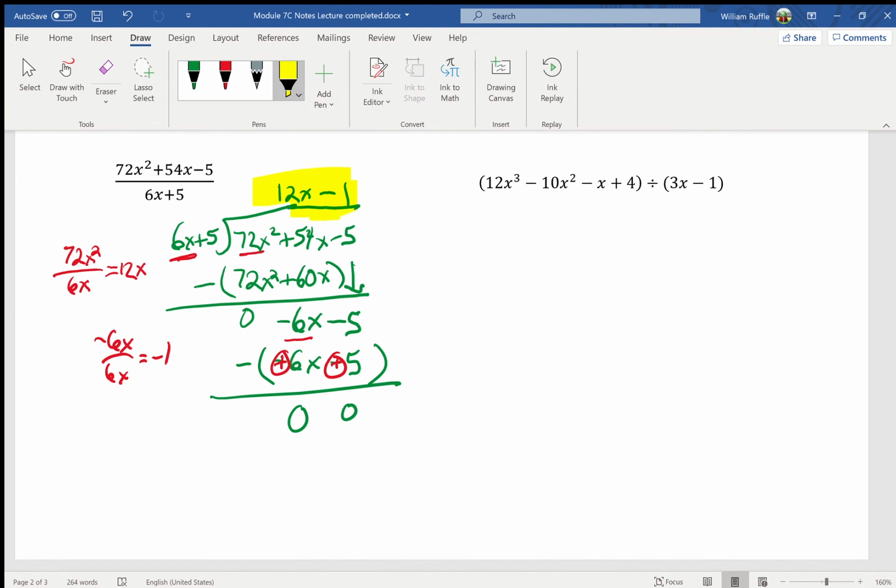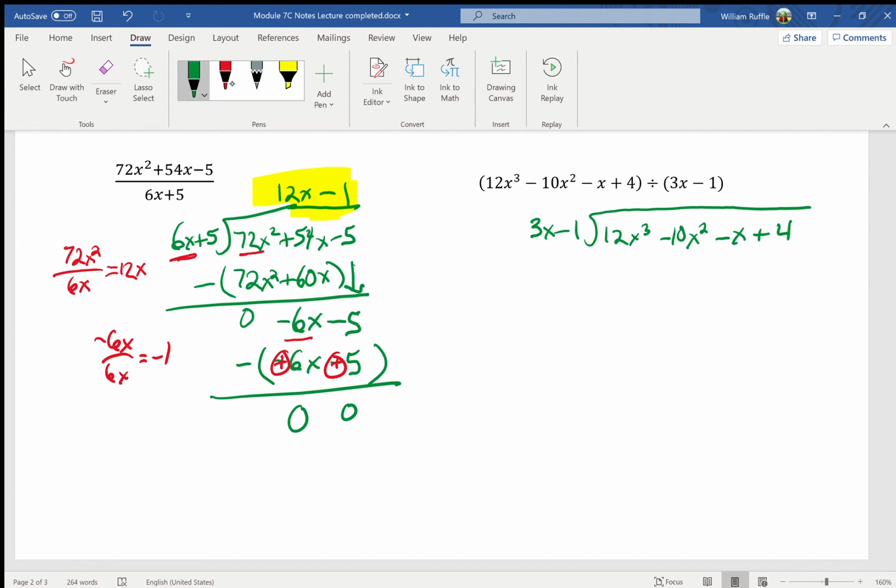Okay. Now this next one here is going to be the longest one. It's going to be the hardest one that we'll do. There's lots of minuses, which adds to the adventure, and I believe there's a remainder too. So let's set up a long division here. 3x minus 1 into 12x cubed minus 10x squared minus x plus 4.